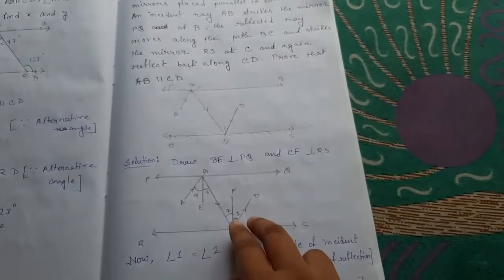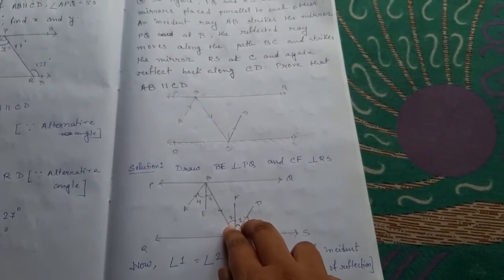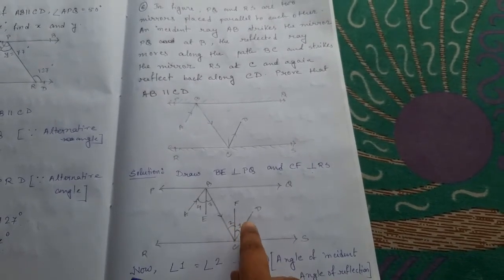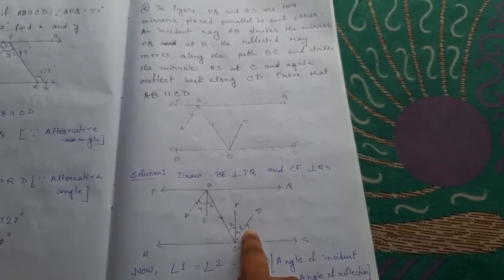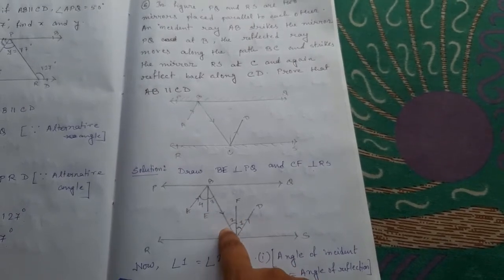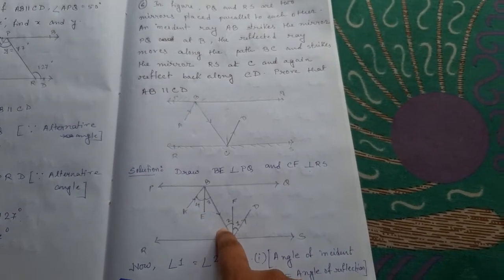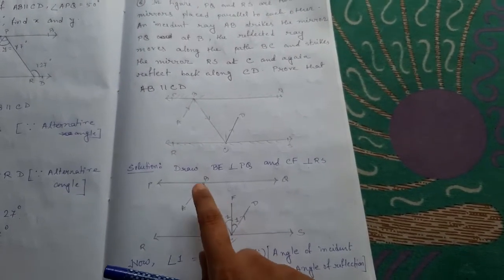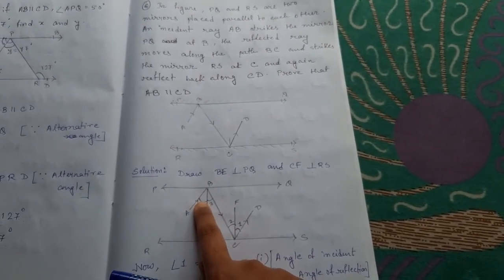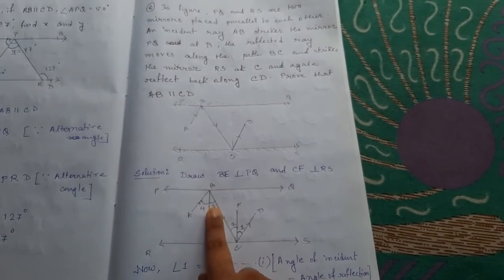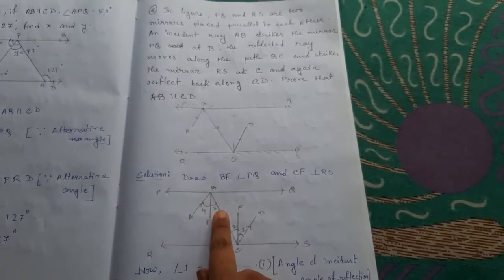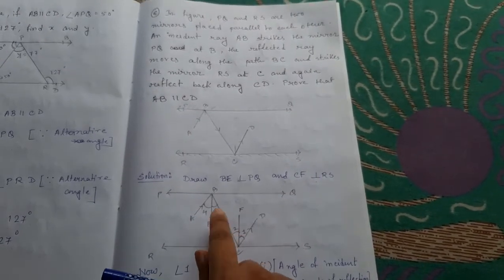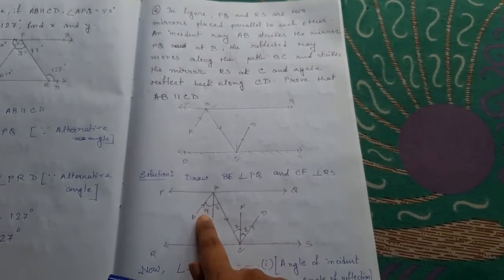Now you know from physics, I think from the chapter on light, that the angle of incidence is equal to the angle of reflection. So you can say that this 1 is equal to 2. Similarly here, this is the angle of incidence and this is the angle of reflection. That's why 4 is equal to 3. So what you get: angle 1 is equal to 2, angle 3 is equal to 4.